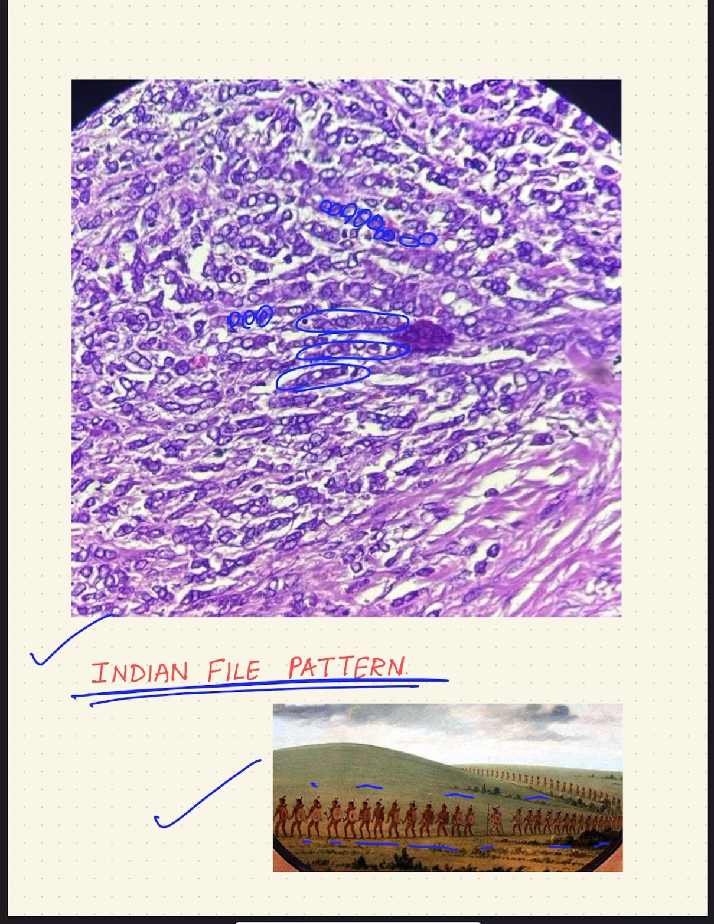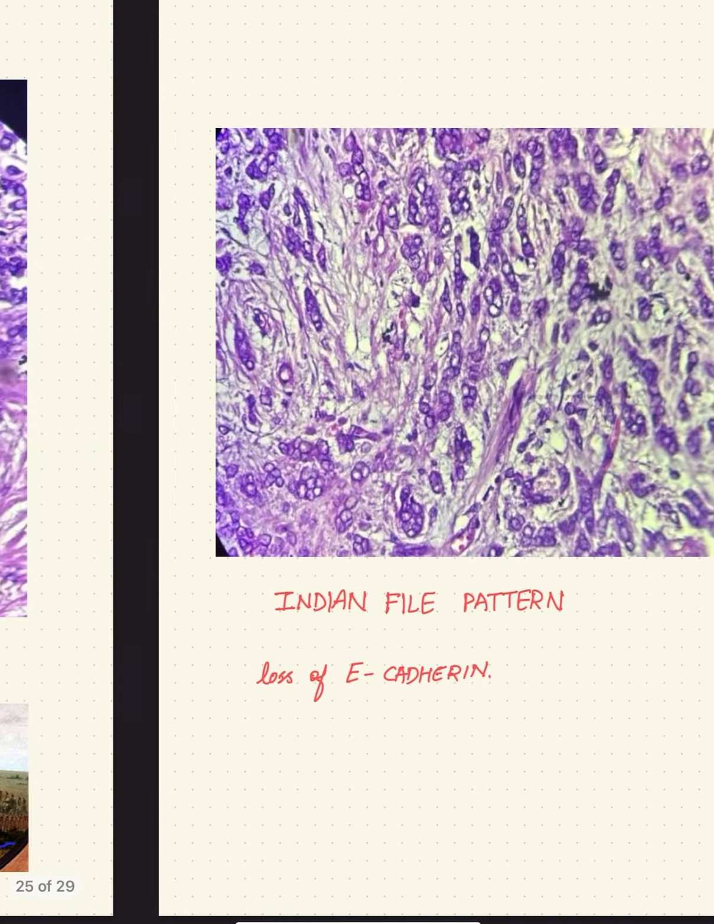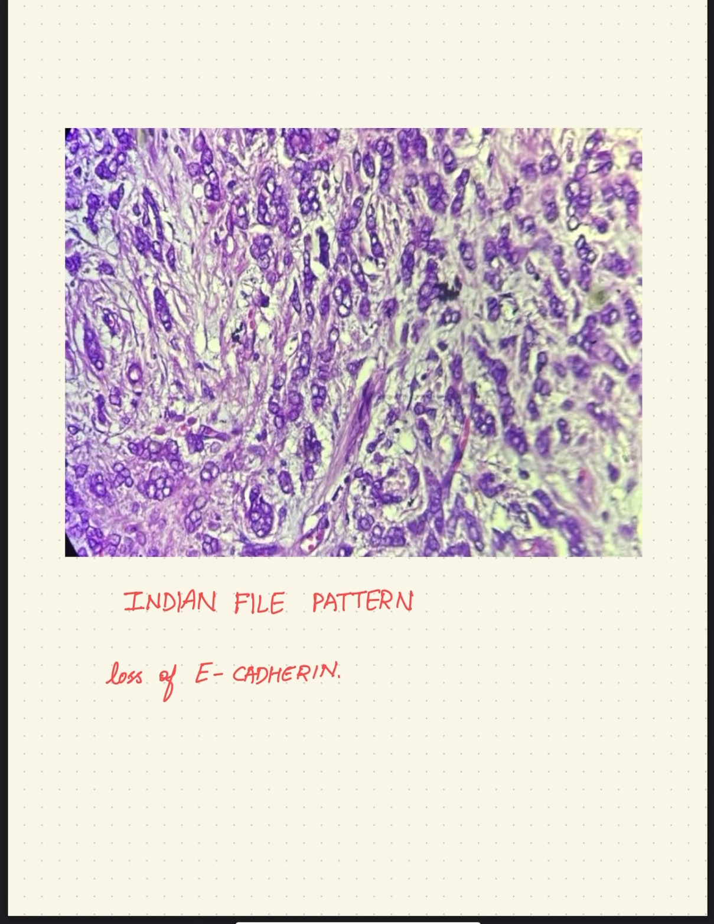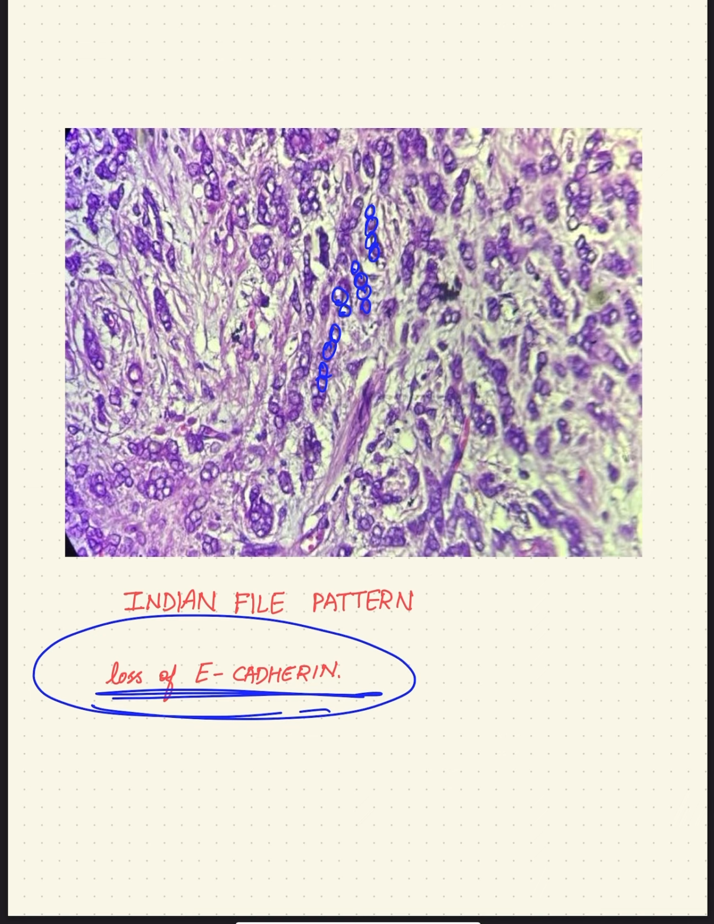And also you can see dense fibrosis here around the cells. This is another higher power view showing you the Indian file pattern. See the cells scattered and they are dyscohesive. This dyscohesiveness is due to a loss of E-cadherin. So the cell-to-cell adhesion molecules are lost, and hence they are dispersed or they show this dyscohesive pattern in the stroma. The Indian file pattern is very typical of lobular carcinoma.